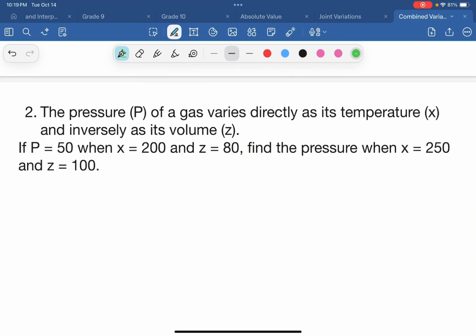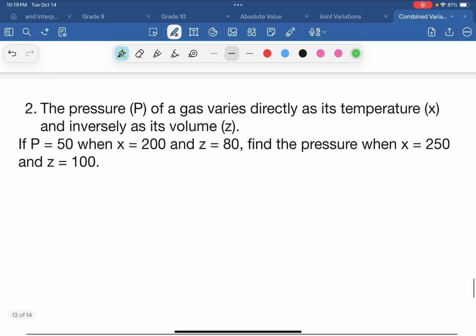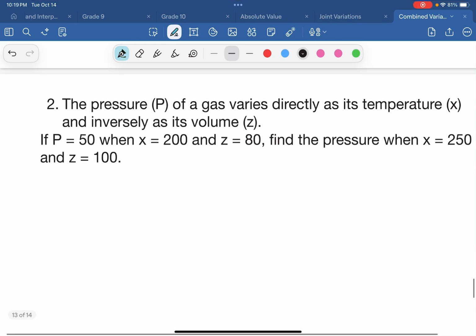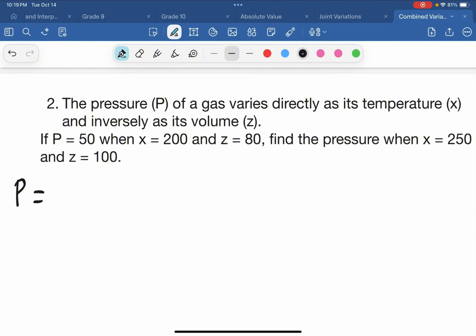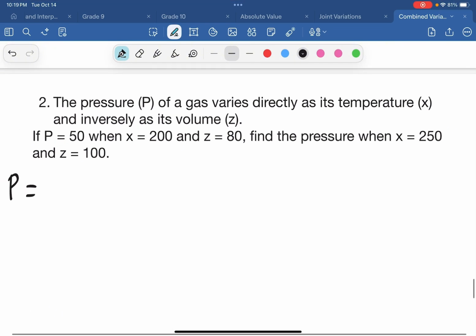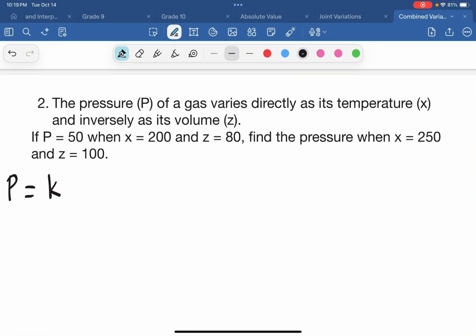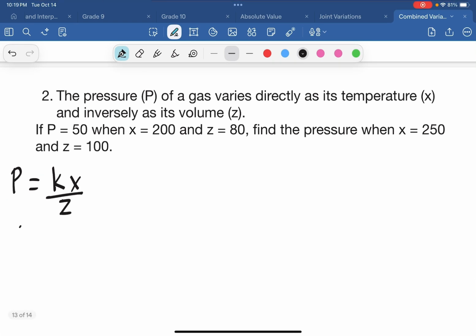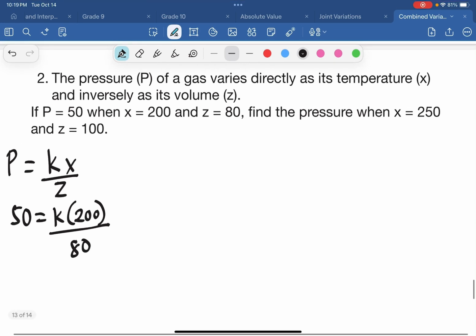Now we have the pressure P of a gas varies directly as its temperature X and inversely as its volume. So let's write this down first. We have P is equal to K X over Z. Now if P is 50 and X is 200 over 80. Okay, let's have this one first. Let's find the value of the constant.